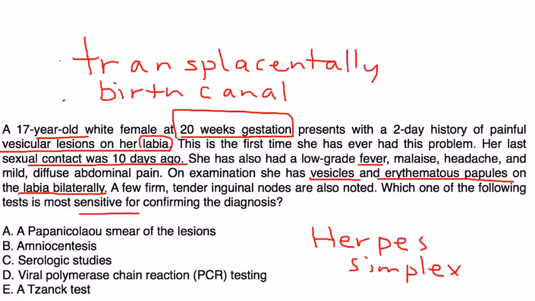The most sensitive of the tests is PCR. It has 95% sensitivity. Tzanck test is also used, but it has low sensitivity. So the correct answer for this question is D.